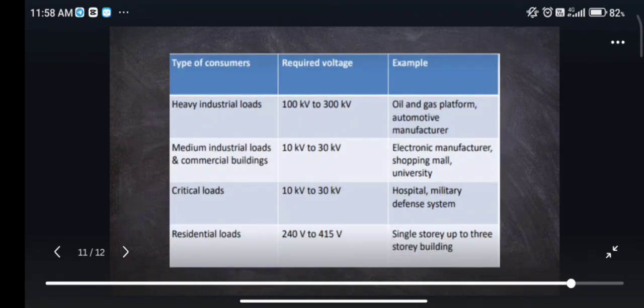This is an example of a table, which shows the types of consumer. Heavy industrial load requires voltage of 100 kV to 300 kV, for example oil and gas platform, automation and manufacture. The types of consumer are medium industrial load, critical load and electrician load. The residential load usually uses 240 volt to 450 volt in single story up to 3-story buildings.